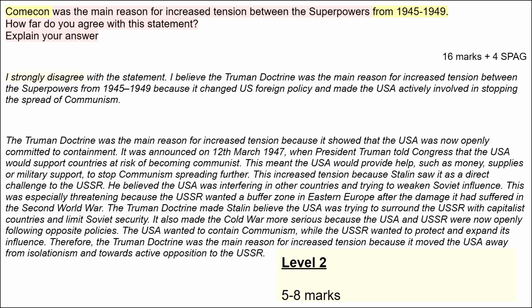I believe the Truman Doctrine was the main reason. This is a level 2 answer that you can prepare before the exam. It's worth 5 to 8 marks, and this helps you prepare for that worst case scenario so you're not leaving this blank. So what I would do is have an event that I can explain really well from 45 to 49, an event you can explain really well in the 50s, and an event you can explain really well in the 60s. That is the bare minimum before your exam.